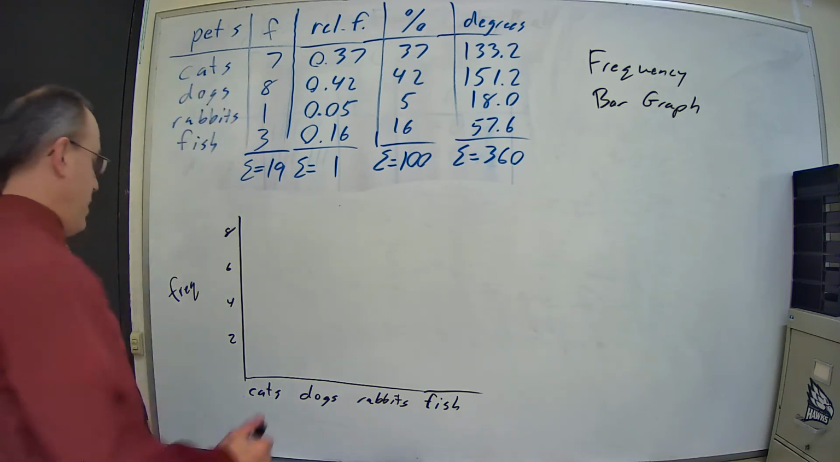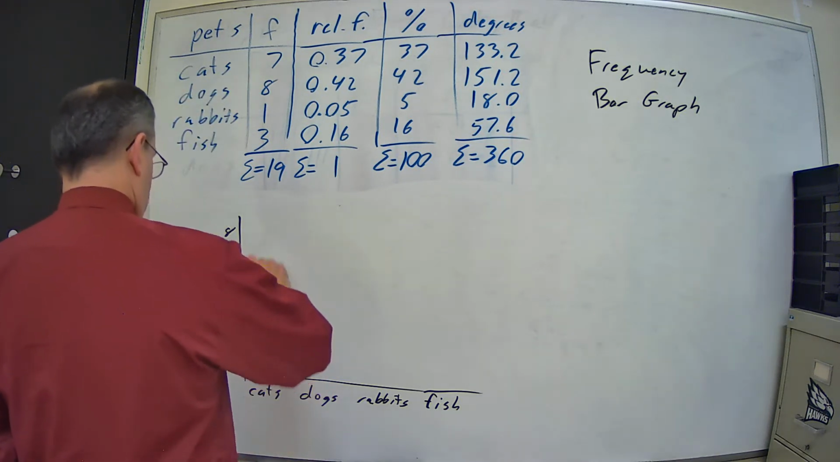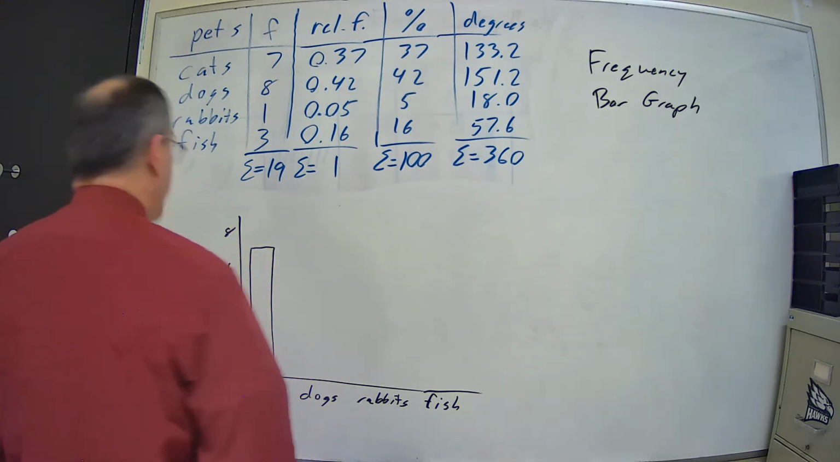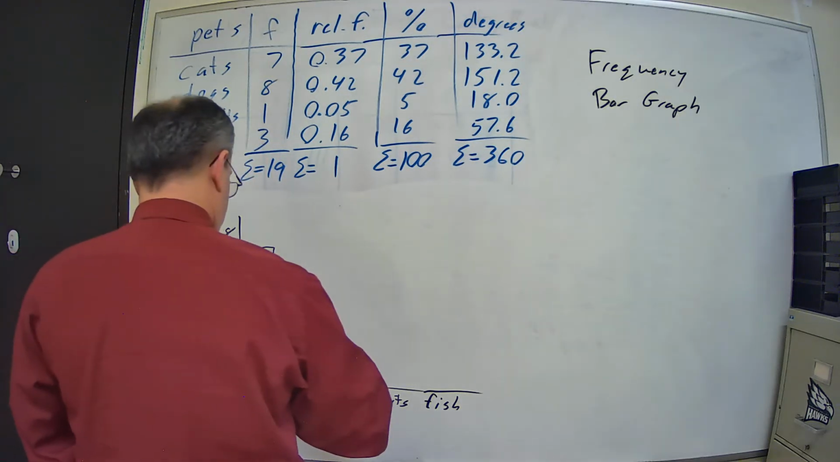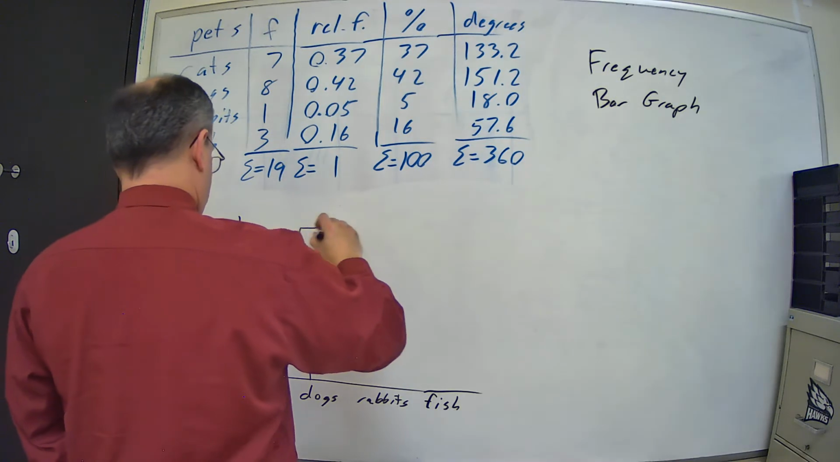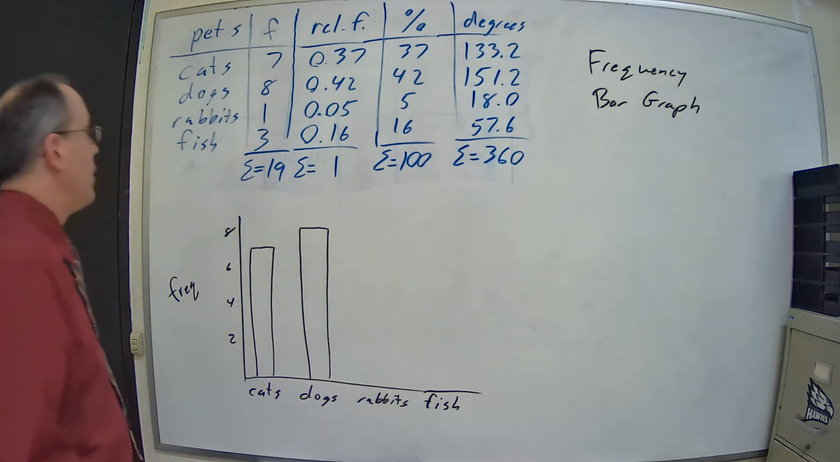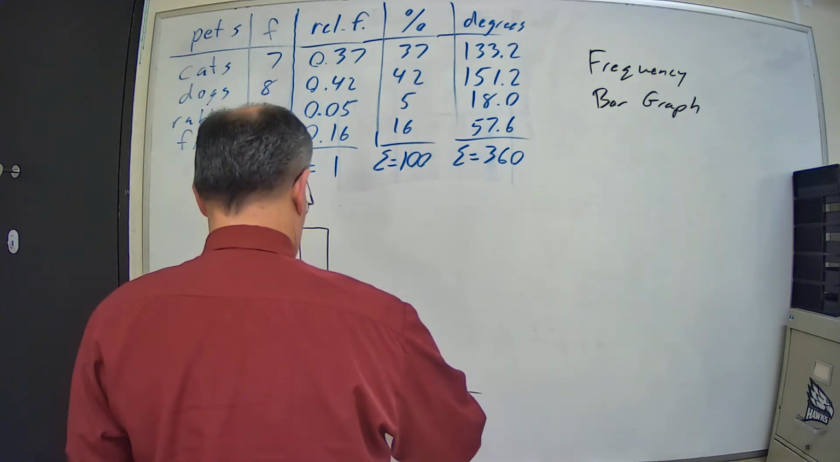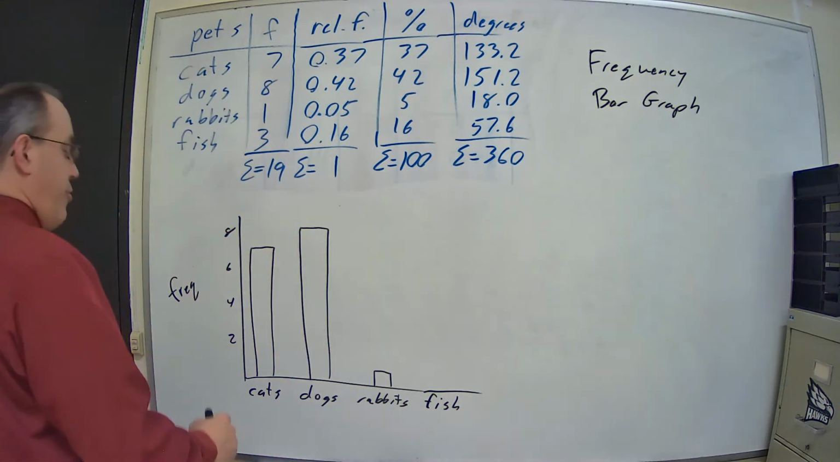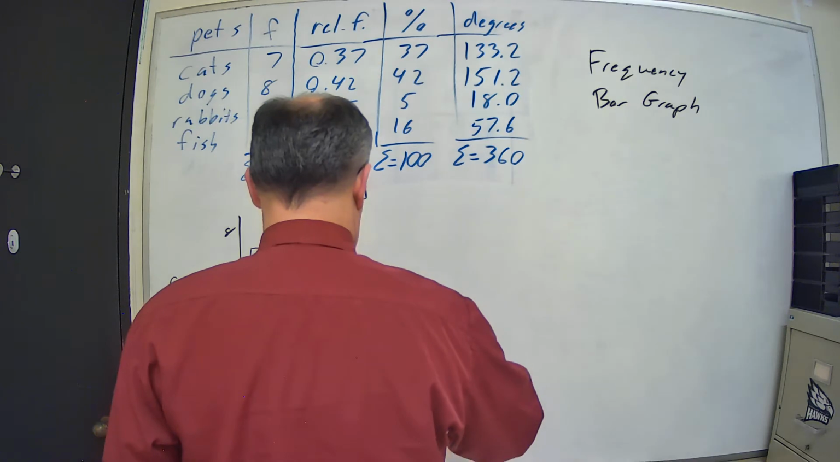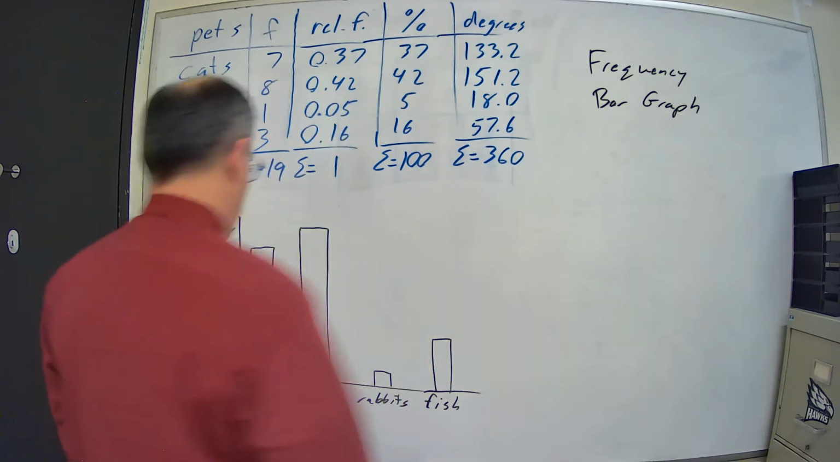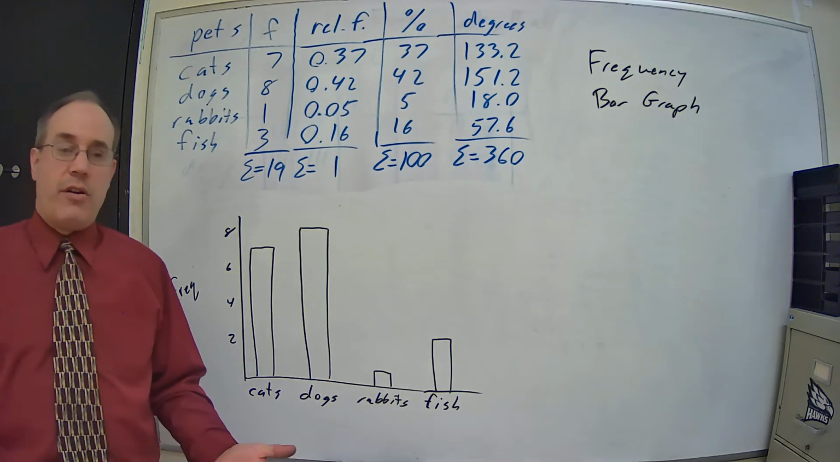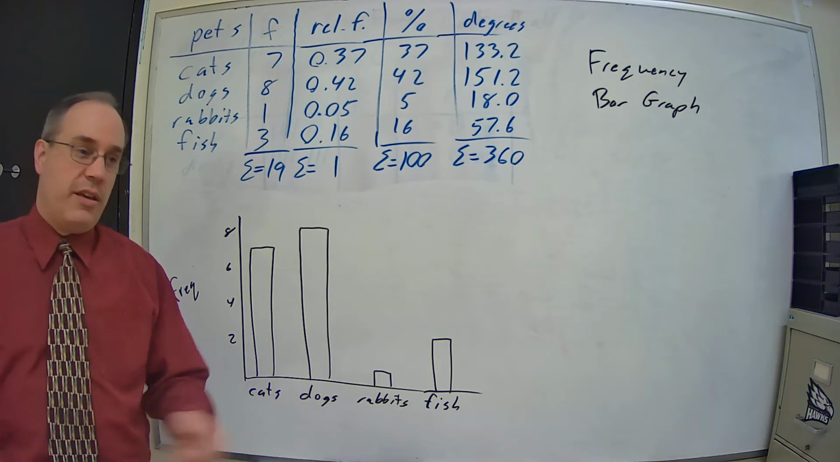So we have 7 cats, 8 dogs, 1 rabbit, and 3 fish. And that is our frequency bar graph.